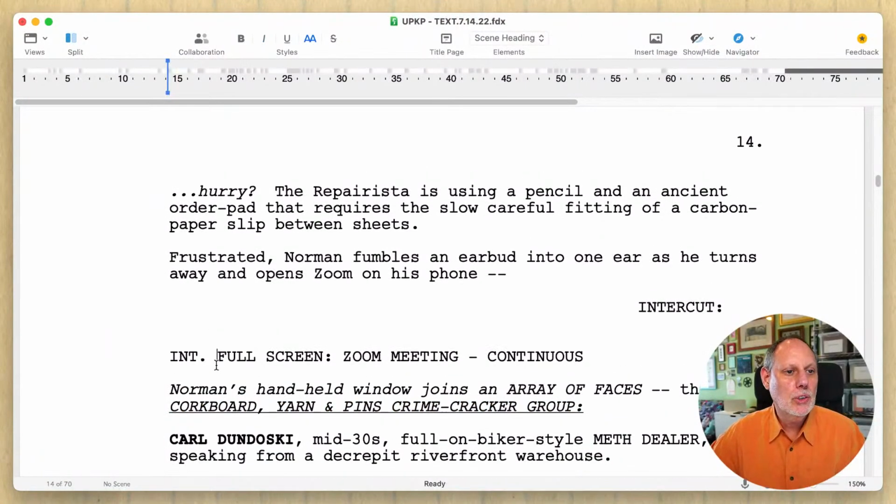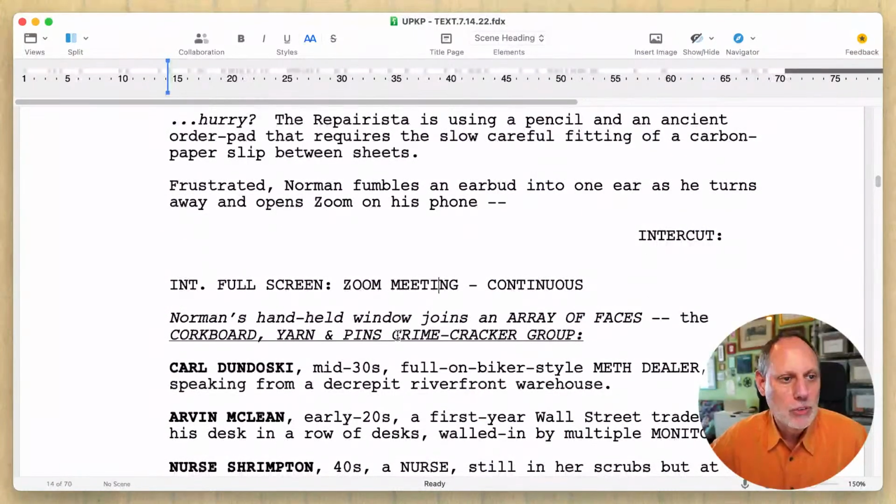Okay, look at that. Okay, it's an array of faces. The Corkboard Yarn and Pins Crime Cracker Group.